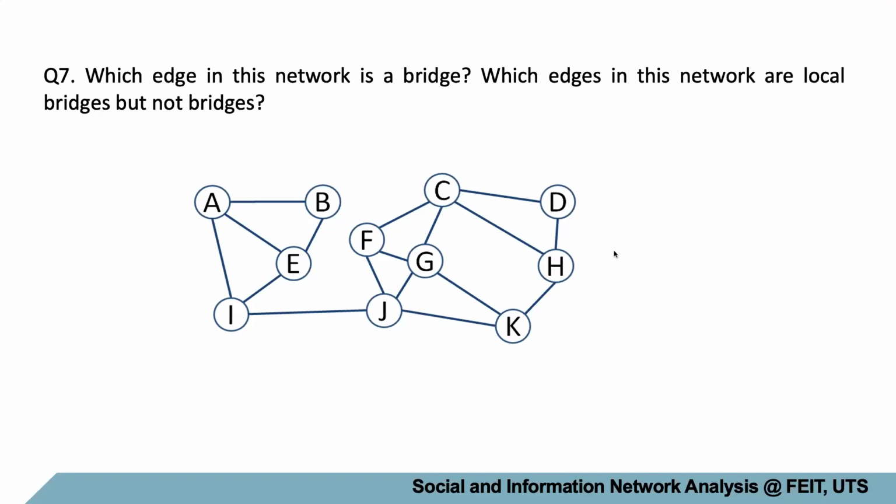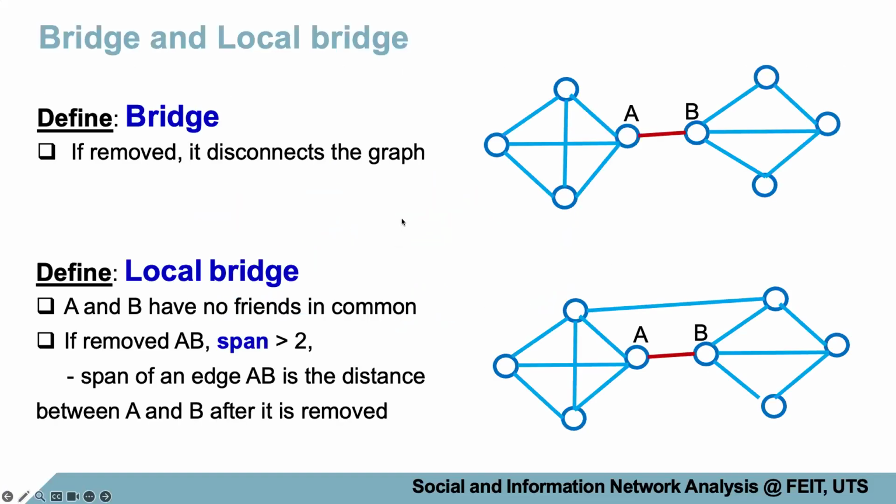So let's look at the question together. Firstly, let's review the definition of bridge and also local bridge. An edge is a bridge if we remove it, say the AB here, the whole graph will be disconnected. And a local bridge is an edge where, if we remove it, the whole graph is still connected, and also they have no friend in common.